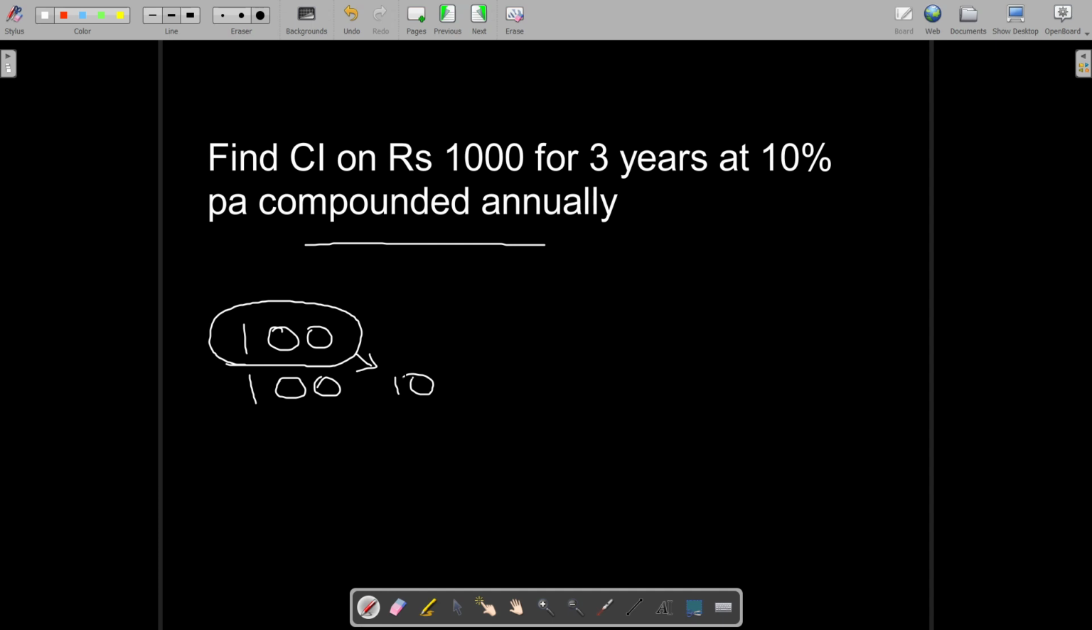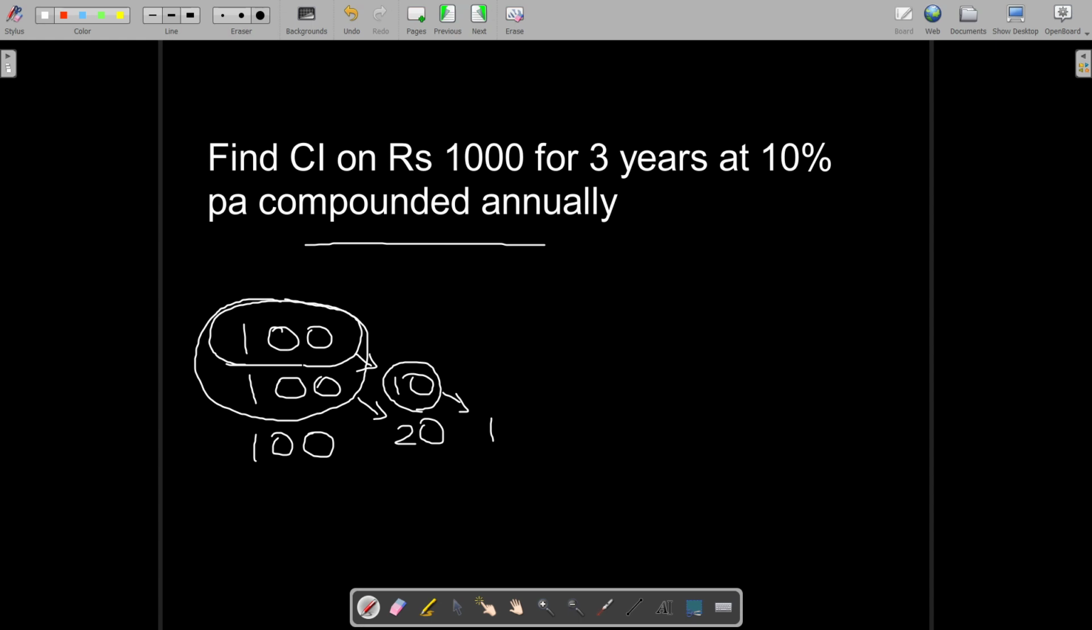Now for the third year, you will get an interest of ₹100 on principal, and you will get an interest on the previous interest. This ₹200 will give you an interest of ₹20 during the third year, and this interest on interest will give you an additional interest of ₹1.